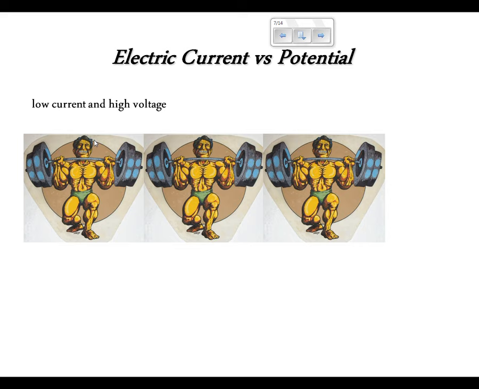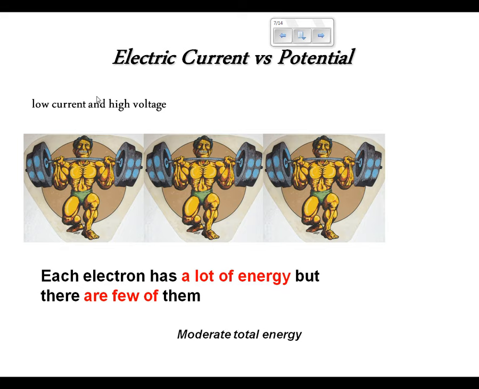What's the total energy going to be like? Moderate. Still moderate. Each electron has a lot of energy, but there's only a few of them. We're still in the moderate total energy. How do we get high energy? You need a 9-volt battery. You need a lot of current with a 9-volt battery. Then you get lots of energy.